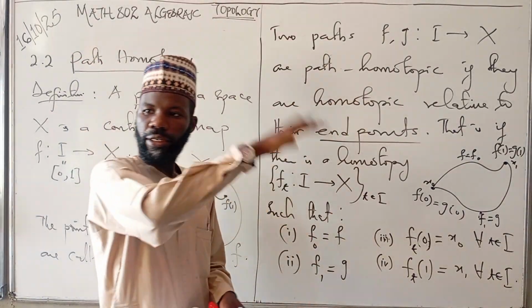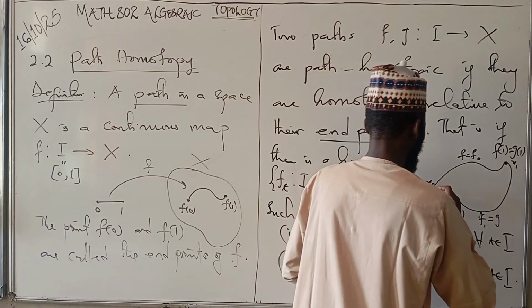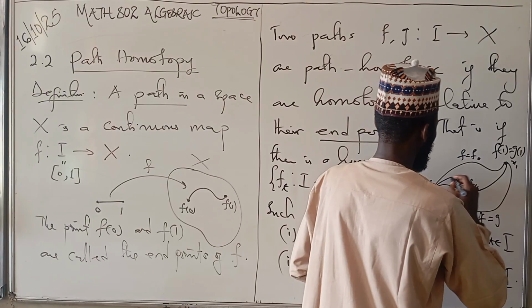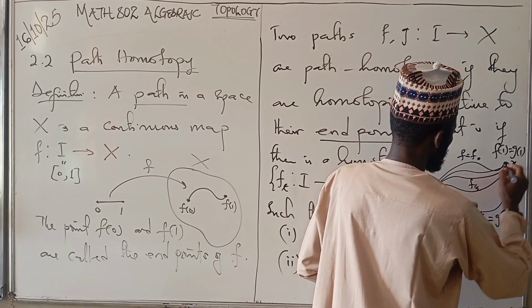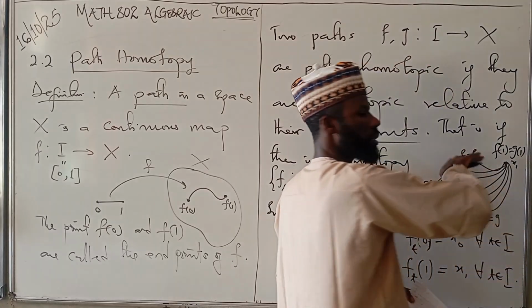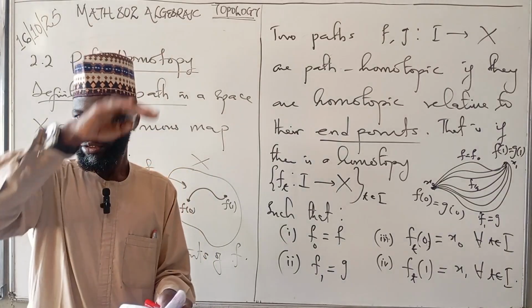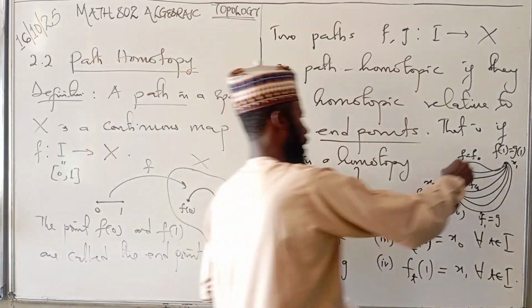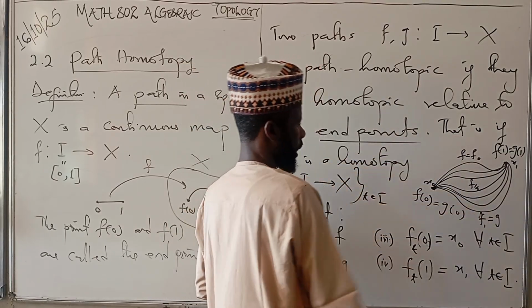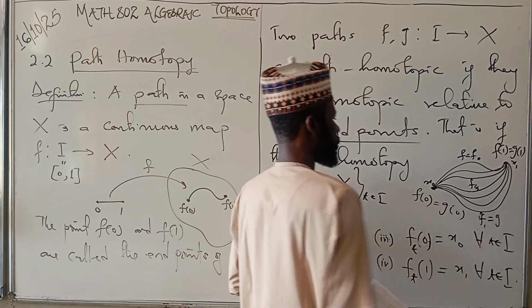And then the remaining members can be, so F half should be somewhere around here, F half. And then you have many other ones. So it's like you are continuously deforming this path until it takes the shape of the path G. So you are deforming it in this direction like this. F0, F half up to F1. But then F0 should be F and F1 should be equal to G.